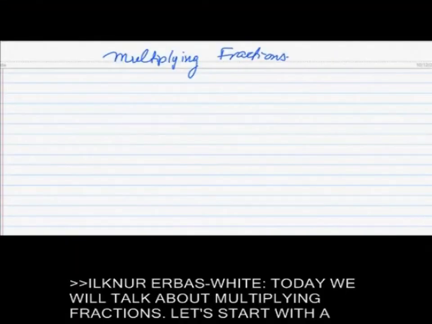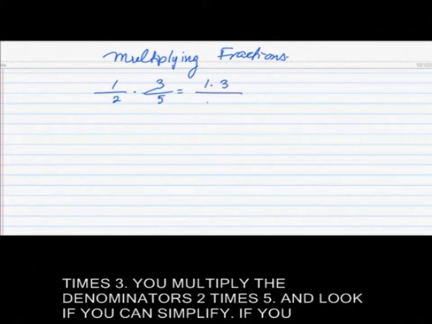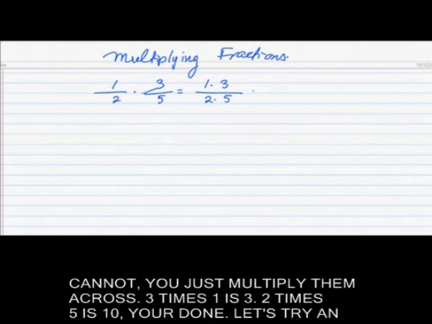Today we will talk about multiplying fractions. Let's start with a simple example. 1/2 times 3/5. The way you multiply fractions is you multiply the numerators, 1 times 3. You multiply the denominators, 2 times 5. And look if you can simplify. If you cannot, you just multiply them across.